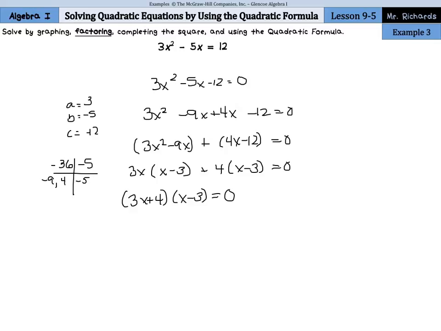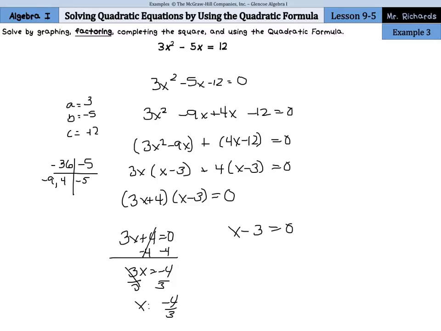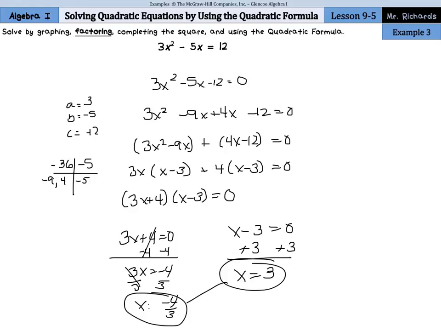And now using the zero product property, I can say 3x plus 4 might equal 0, or x minus 3 could equal 0. In my first equation, subtract 4 from both sides. 3x equals negative 4. Divide by 3 on both sides, and x is going to equal negative 4/3. It's one solution. The other solution, add 3 to both sides, and x equals 3. And it's really good that we have the same solution as the graphing, since we, well, should.